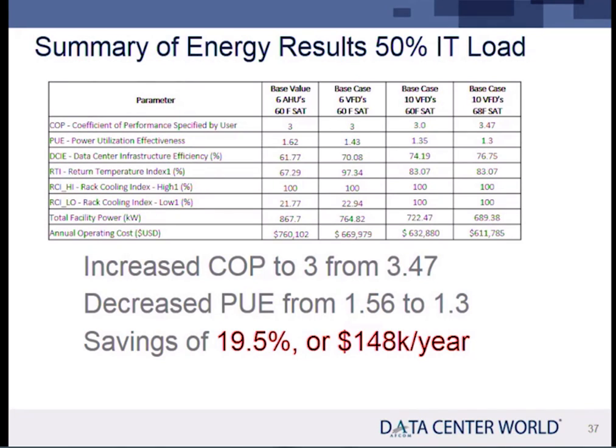That's full speed. Everything running. The cost to run it per year was predicted to be $760K. And then we put in the VFDs, still running it at the same supply air temp. We saved some. It dropped from 760 down to 669, so we saved quite a bit of money there. And then we went to 10 AHUs, and we saved a little bit more. We went from 669 to 632.